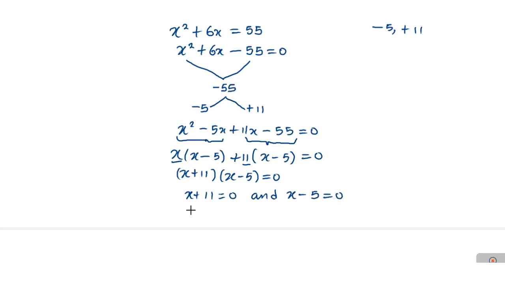If we make x the subject of formula, if 11 comes to this side, it will become minus 11. So x will now be equal to minus 11. And x will now be equal to, if minus 5 comes here, it becomes plus. That's x is equal to 5. If you don't put plus here, it is still 5. Any number without a sign is assumed to be positive. So this is x is equal to 5.